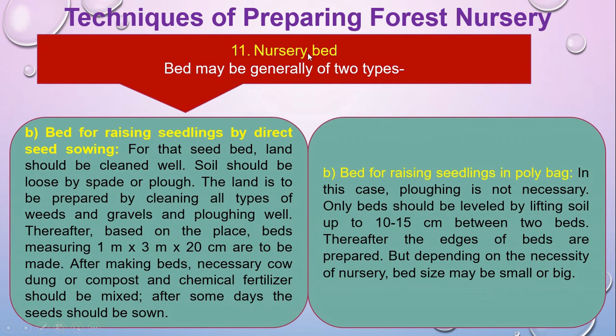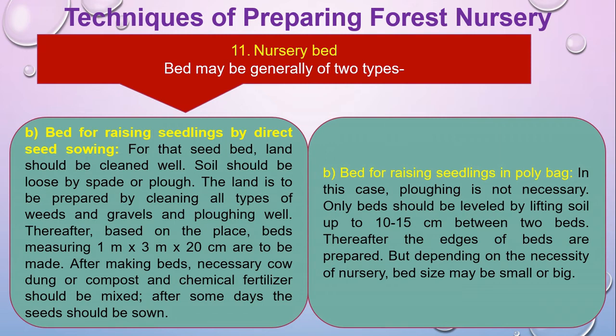Next point is nursery bed. Nursery beds are generally of two types. One is a bed for raising seedlings by direct seed sowing. The other one is a bed for raising seedlings in polybags. That means we know there are two types of nursery. One is a bed nursery. The other one is a polybag nursery. I already discussed that previously.